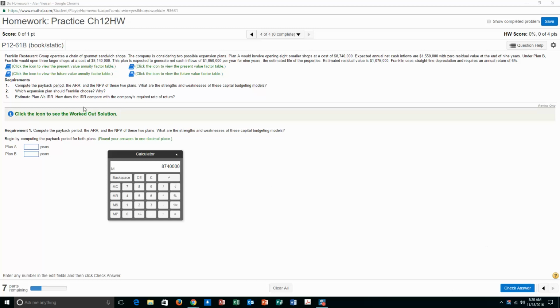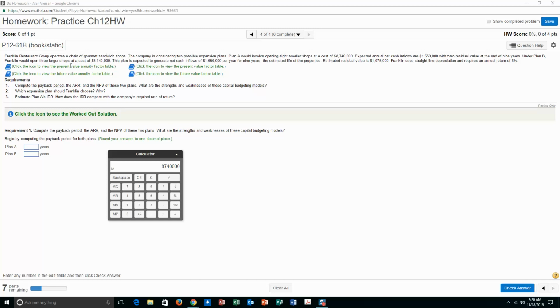It's just a simple little problem where Franklin Restaurant is considering two possible expansion plans. Plan A, they're going to open 8 smaller shops for 8,740,000. Expected cash inflows of 1,550,000. No residual value at the end of 9 years.